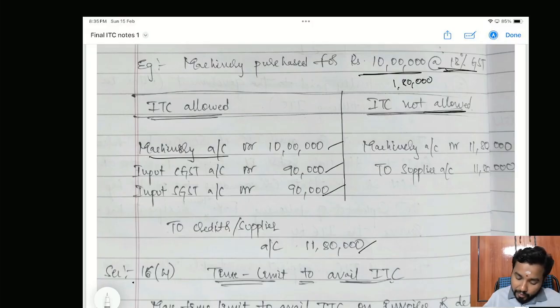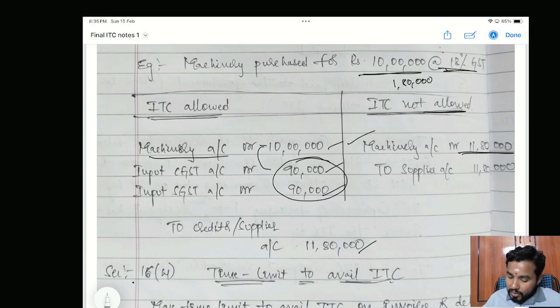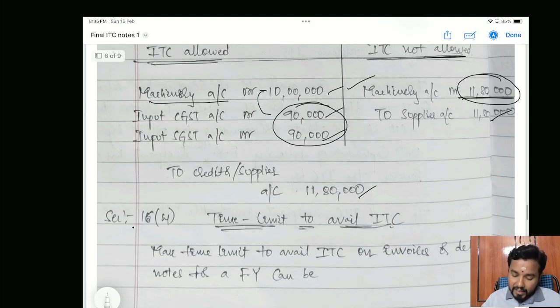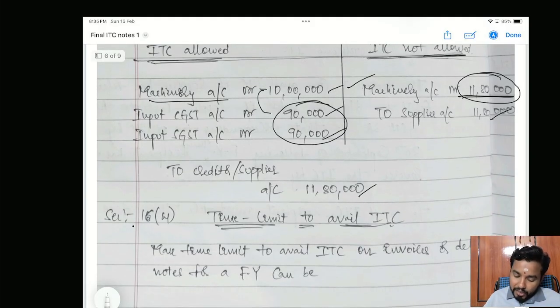In this scenario, if you observe, the tax amount has not been capitalized to the machinery account. The other way of accounting it was 11,80,000 to machinery account and to supplier account 11,80,000. In this scenario, the tax component was capitalized. Now what GST Act is saying, if you are following this approach, that is tax component was not capitalized, then you can avail ITC.